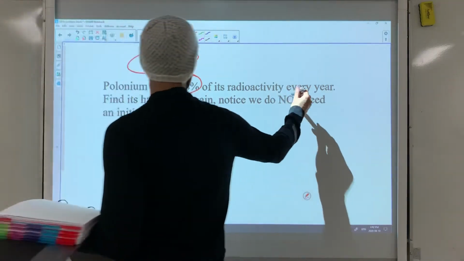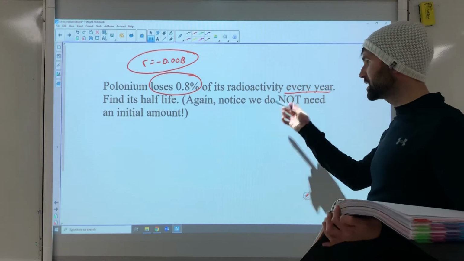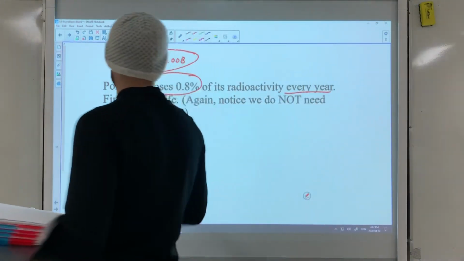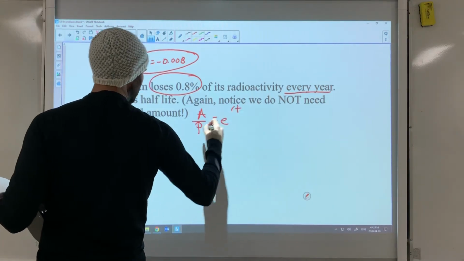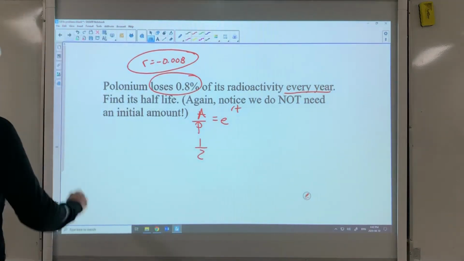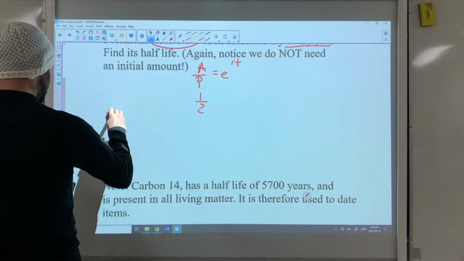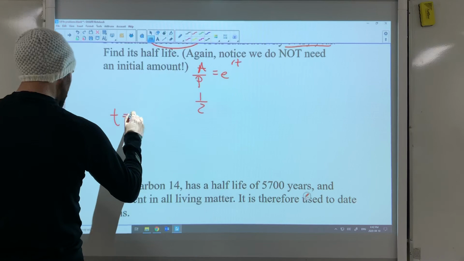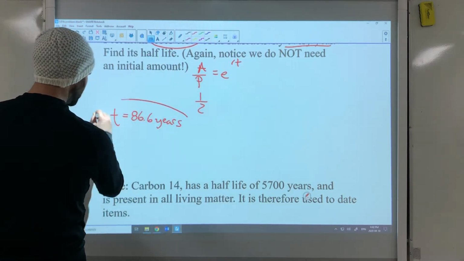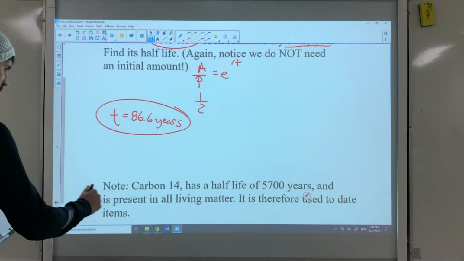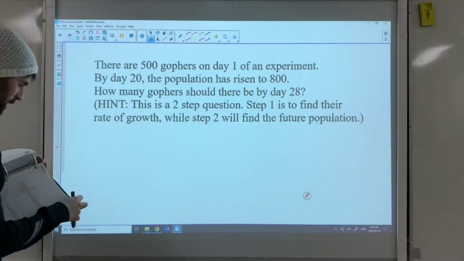Notice that the time frame is in years. And it says find its half-life. Again, you don't need the initial amount, right? Because you know that A divided by P in that formula is going to be 1/2. Okay, so you set up your equation. When you do all the work, using the numbers I gave you, same procedure as last time, you're going to get 86.6 years. So try it out yourself. Pause the video, do that. I'm going to skip this one. It's just an extra question. We don't need it. I didn't even bother doing it in my notes.